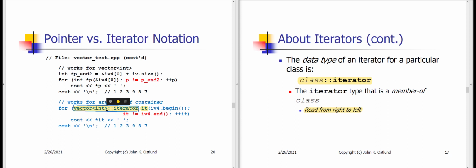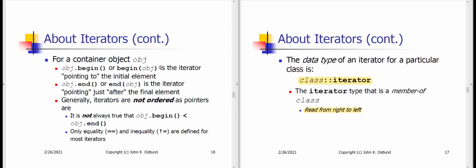All right, so that stuff highlighted in yellow and boxed in blue is what you type as the declaration, the data type, for an iterator object. All right, now let me back up a couple slides. The iterator that describes where the first element in the object is can be obtained with object.begin. And the element that is one sort of past the end of the container is object.end.